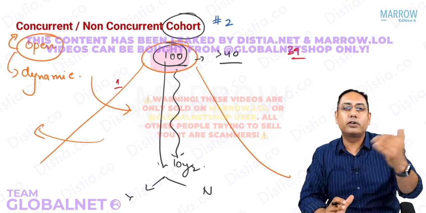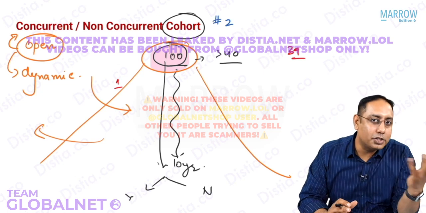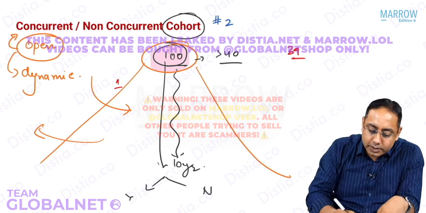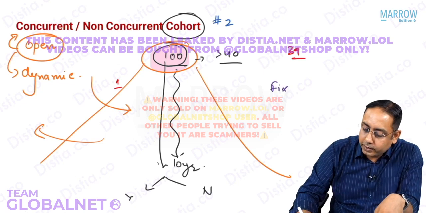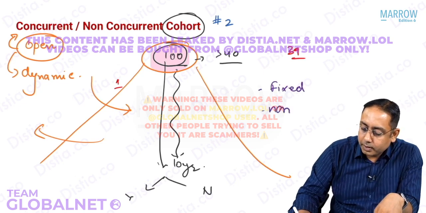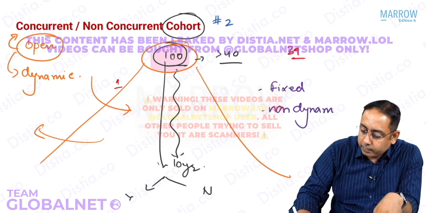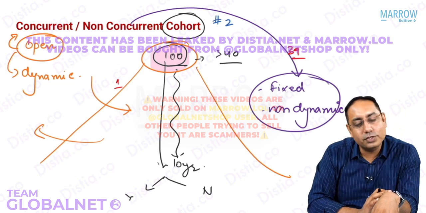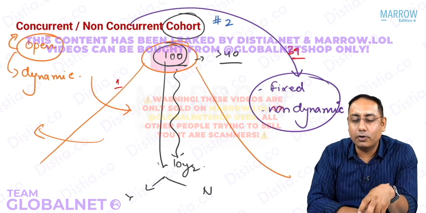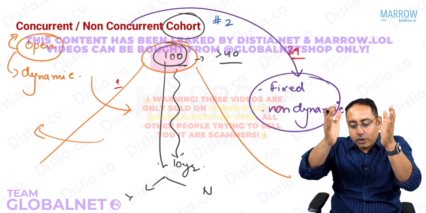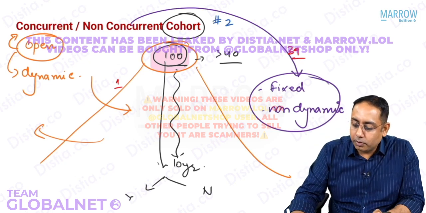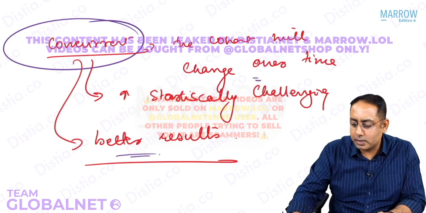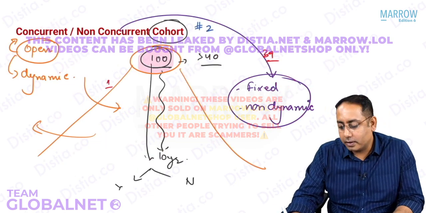There will be some non-responders, or there could be some attrition. But the new inclusions would not be there. This is called a fixed cohort, or a non-dynamic cohort, also called a non-concurrent cohort. So what is a fixed cohort? That is, the cohort is going to remain constant. So please note that in a concurrent cohort, the cohort will change over time. It is going to give you better results. So that's all that you need to know about the concurrent, non-concurrent.